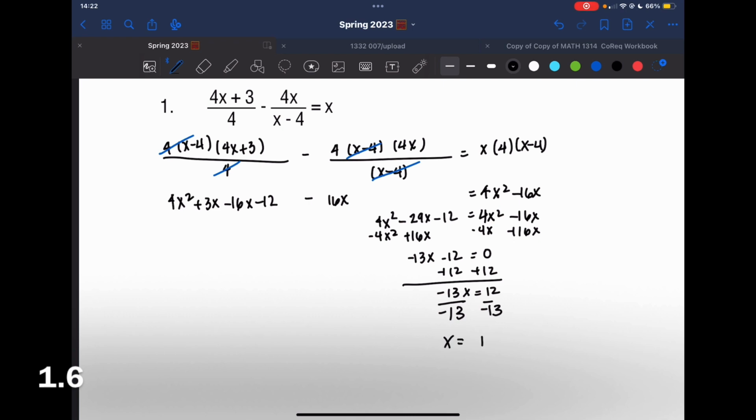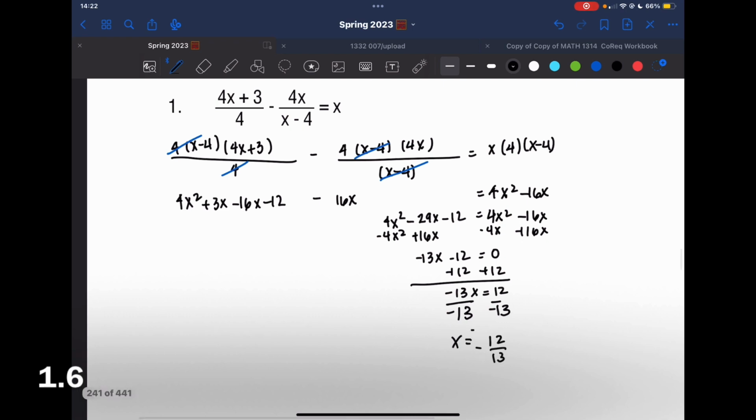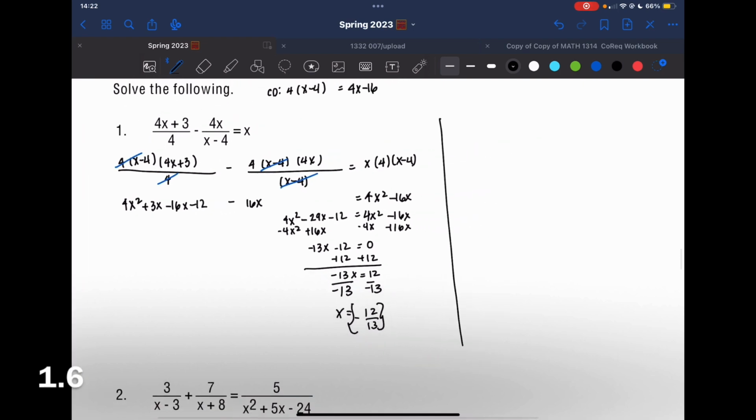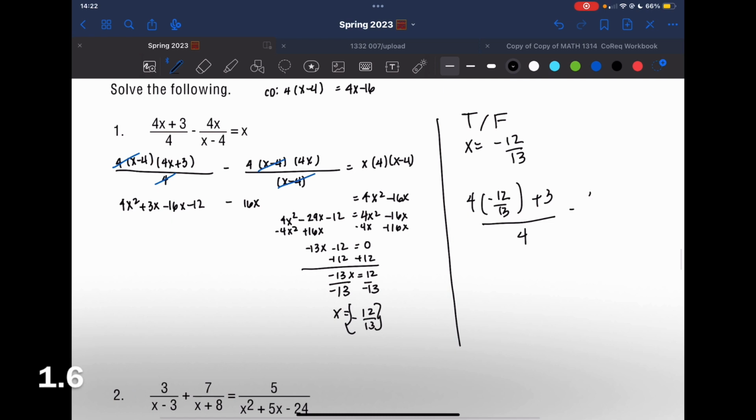X equals 12/13. But you have to do a true or false for this. So the way that you do this is you're looking for a true so that we can say that that's a correct solution. So where x equals negative 12/13, we're going to substitute it back into the original problem. 4 times negative 12 over 13 plus 3 over 4 minus 4 times 12 over 13 negative over negative 12 over 13 minus 4 equals negative 12 over 13.